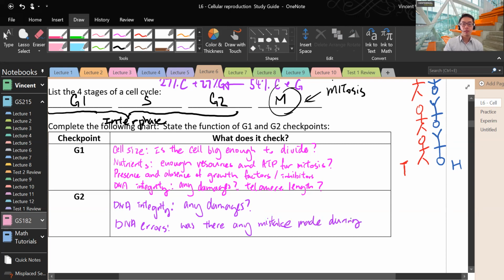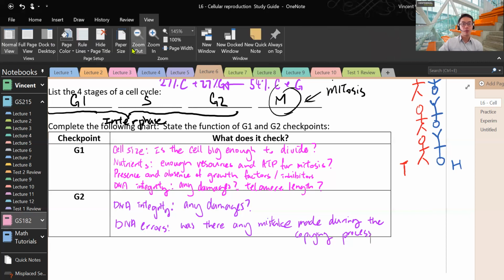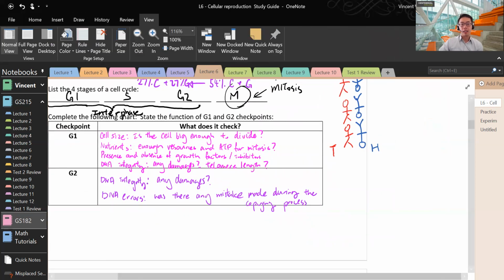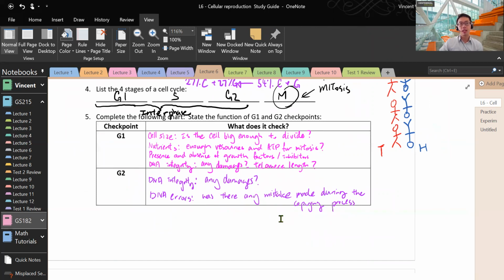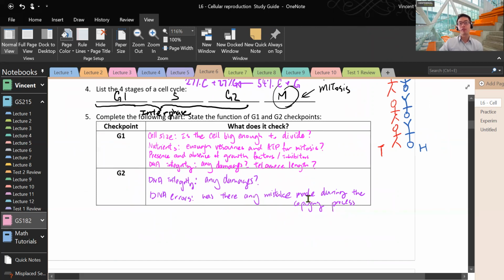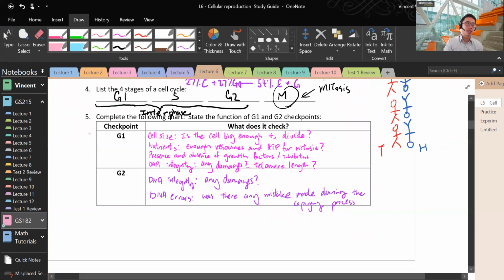During the copying process, we are talking about copying millions and millions of nucleotides, right? It's not uncommon to make a few mistakes along the way, and that's okay. You sometimes can correct them, and sometimes you don't. If you don't correct them, you end up having a mutation. But you check for these things in G2. So if all goes well, then the cell is allowed to go into mitosis.